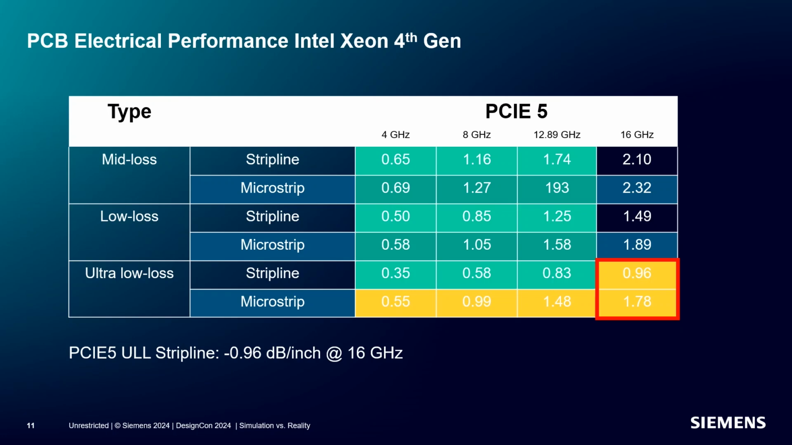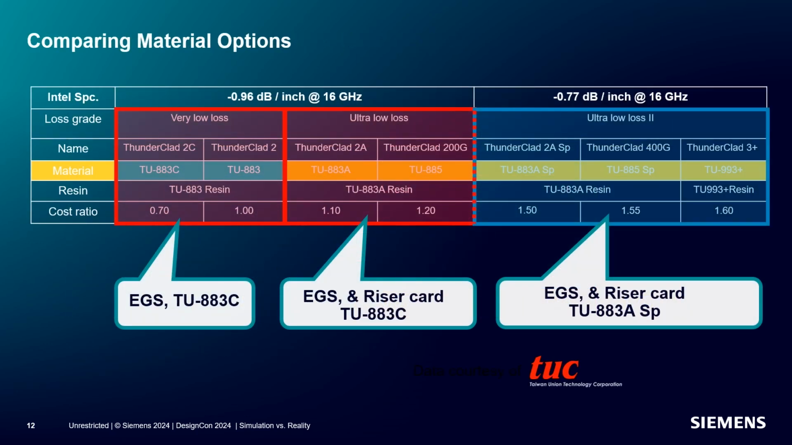So Intel has provided a list of requirements for the interface. And this lists the PCI Express ultra-low loss stripline value at 0.96 dB per inch at 16 gigahertz. This is the requirement that we're going to be looking to meet when we're simulating this board. One of the materials recommended for this specific board is within the ThunderCAD line from TUC, and it's specifically TU885, an ultra-low loss material that they provide. We're going to look at the simulations using the actual characteristics of this material.